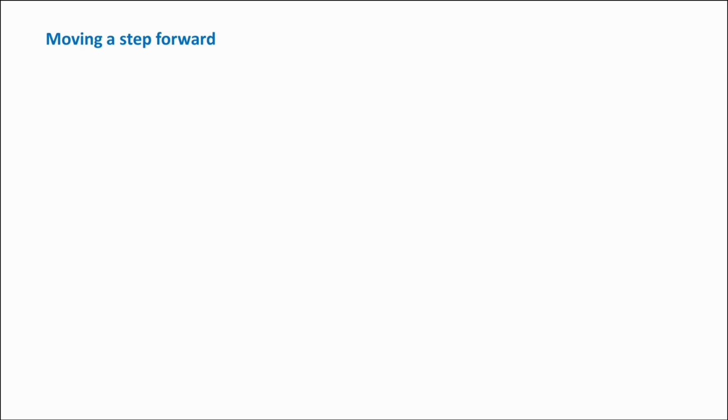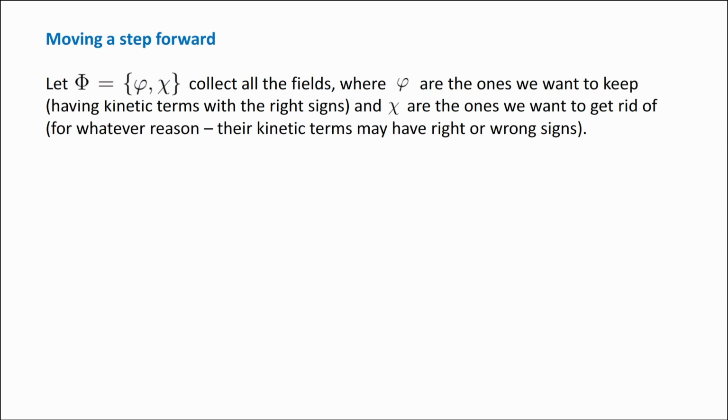So far this was an exercise of mathematics, linear algebra. We want to move forward to fields. And so let me denote the set of all fields by big phi, and I split it into two subsets. One is small phi and one is chi. Small phi denotes the fields we want to preserve, and chi denotes the ones we want to remove for one reason or another. Maybe they have kinetic terms with the wrong signs, maybe they have kinetic terms with the right signs, we don't ask, don't tell. This is what we want to do. Just split the set of fields into two subsets. One is the subset of fields we want to keep, and the other one is a subset of fields we want, so to speak, to project away. We want to project them away from the physical spectrum.